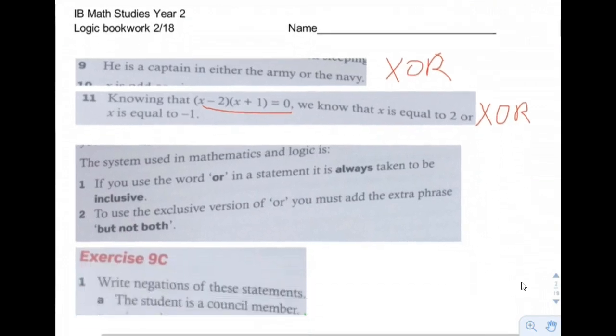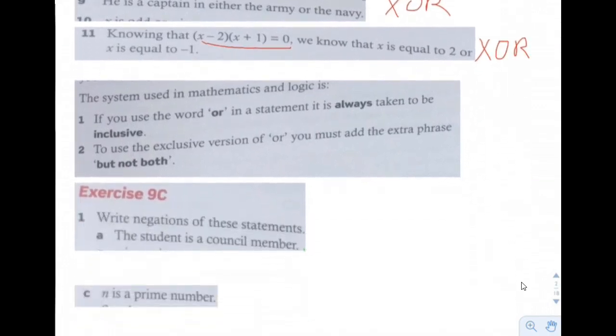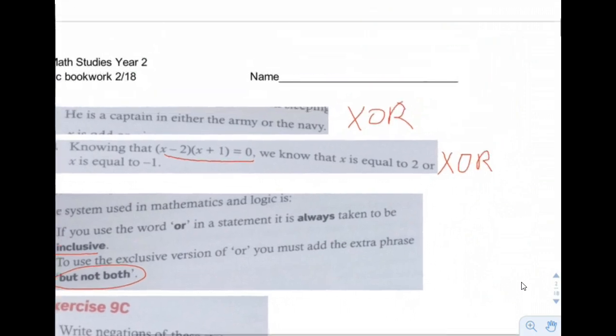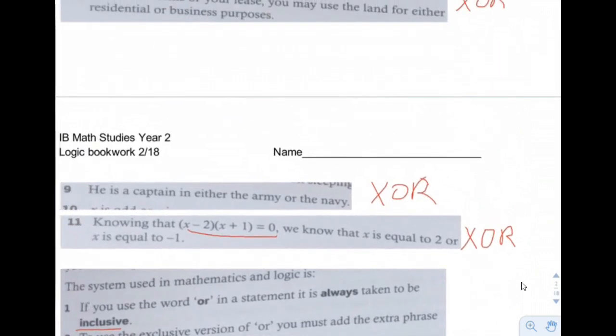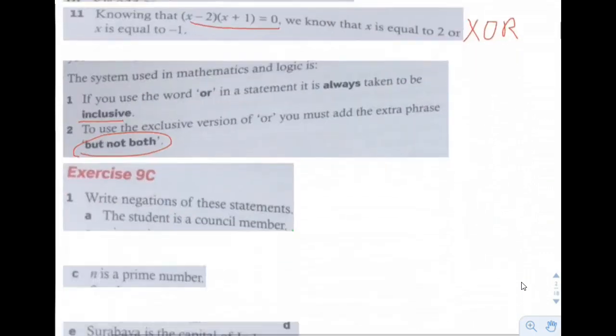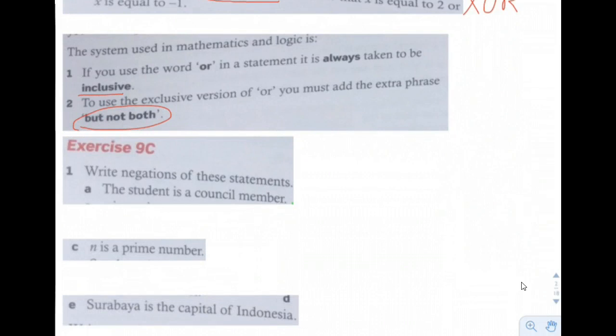Okay. So the system used in math and logic is, if you use the word or in a statement, it is always going to be inclusive. To use the exclusive version of or, you must use the extra phrase, but not both. The ones above were sometimes like, oh, it could be either one, right? But in math, they're always going to try to make it very clear. It can only be exclusive or inclusive or.